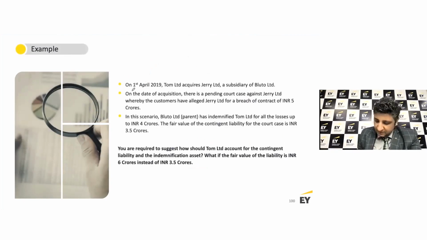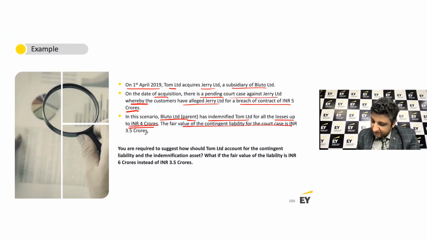It says that on 1st of April 2019, Tom acquired Jerry, which is a subsidiary of Bluto Limited. On the date of acquisition, there is a pending court case against Jerry Limited where the customers have alleged Jerry Limited for a breach of contract of 5 crore rupees. In this case, Bluto, that is the parent, has indemnified Tom Limited for all the losses up to 4 crore rupees, and the fair value of the contingent liability is 3.5 crore rupees. The question is, how should Tom Limited account for the contingent liability and the indemnification asset? Also, what if the fair value of the liability itself is 6 crores instead of 3.5 crore rupees?